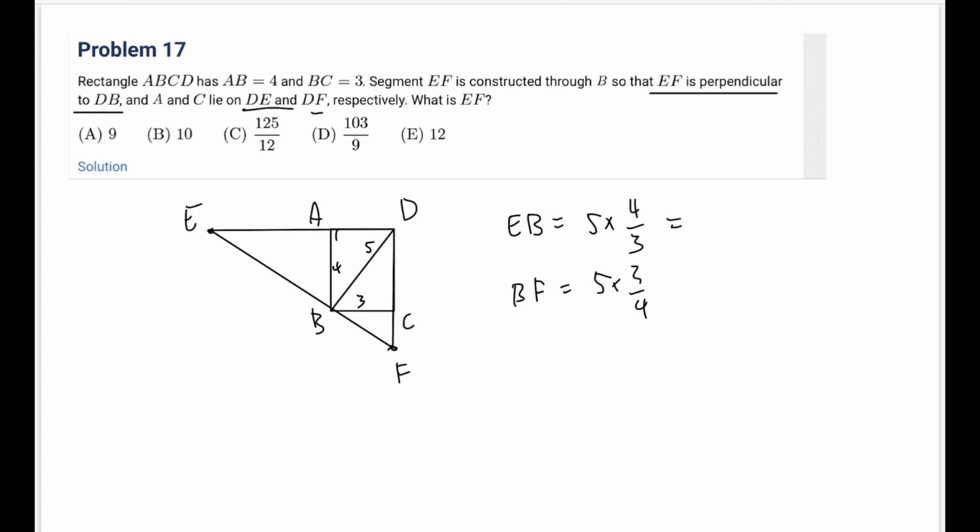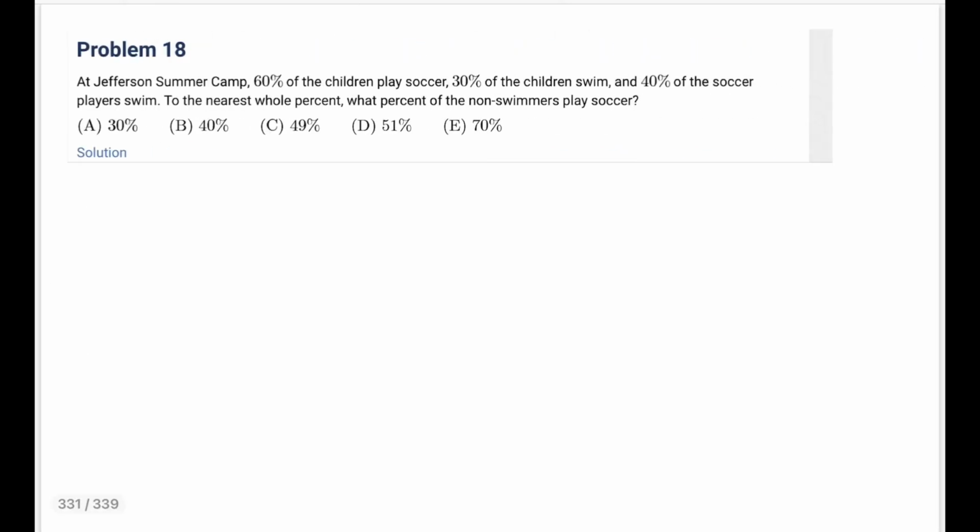So this is 20 over 3. This is 15 over 4. 20 over 3 plus 15 over 4 equals, over 12, and then this will be 80 plus 45. This is 125 over 12. So the answer is C.